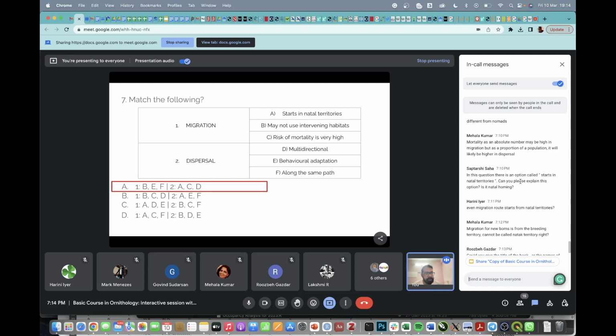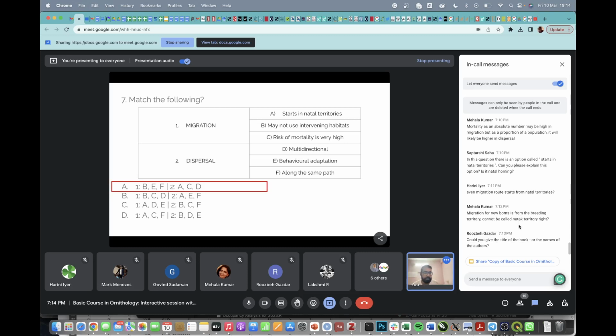Migration route starts from natal territories. Harini says that yes, for some birds, not for all birds. Migration for newborns is from the breeding territory, which cannot be called natal territory. Yes, it is called natal territory, but that was general. The question was for generalized cases.